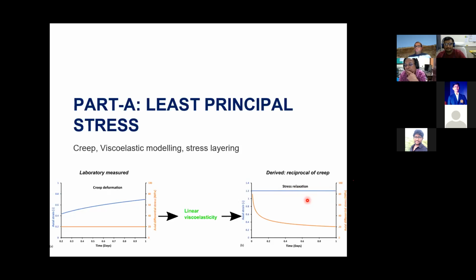The tectonic component actually comes from this stress relaxation, whether faulting or fracturing or any other activity is happening. That is relaxation modulus as a function of time. The creep and the relaxation modulus are inversely proportional to each other. That's what I'm trying to explain here.